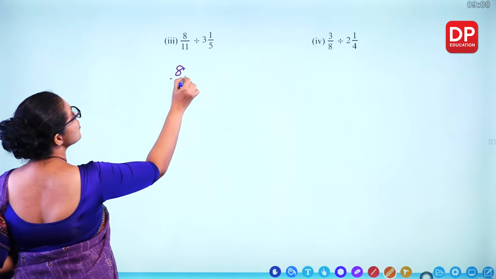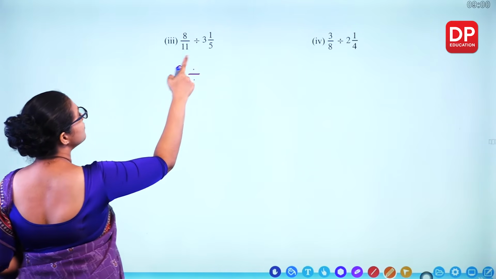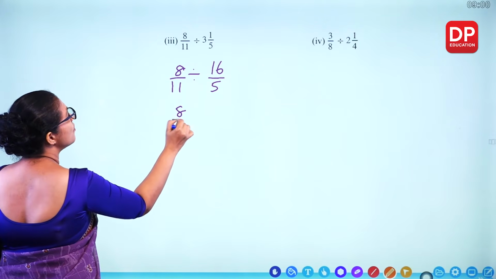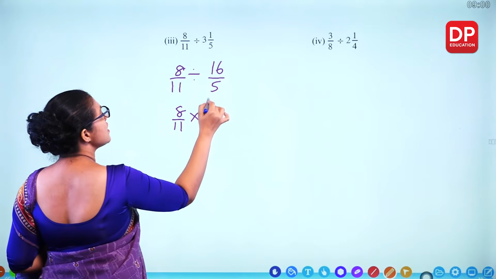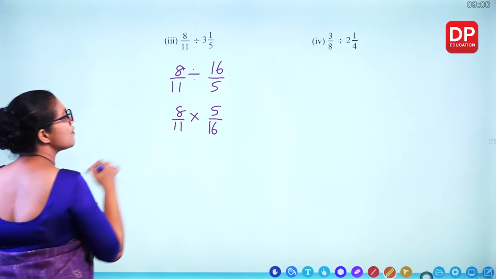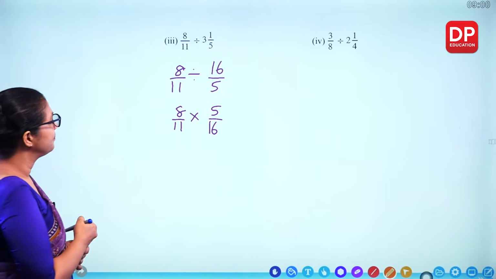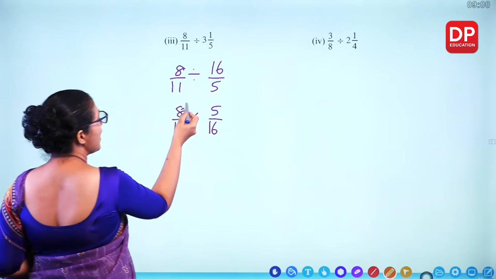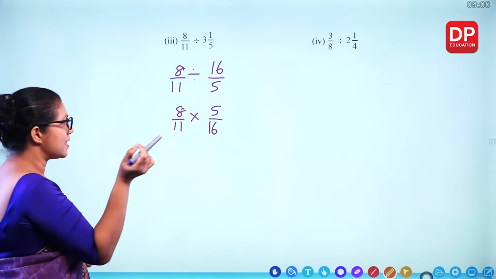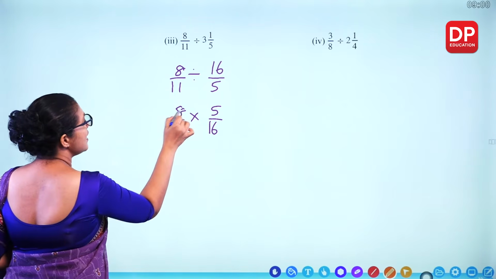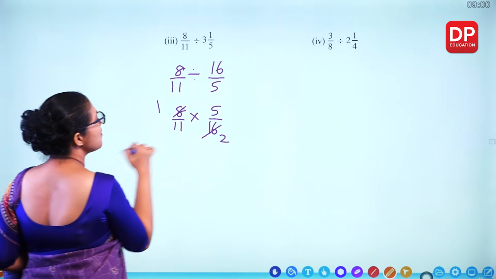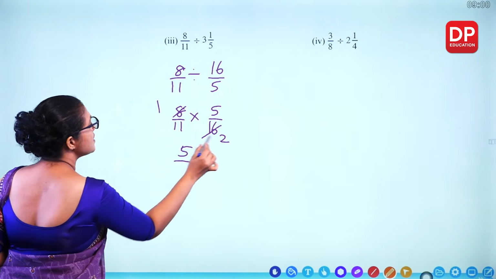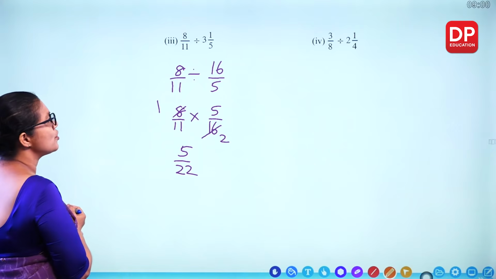Convert to improper fraction first. 15 plus 1, 16. Now multiplication, take the reciprocal, you get 5 over 16. So here, if you can simplify from here, it's okay. Numerator with the denominator. No need to write it again. 8 times 1, 8 times 2. So 1 times 5, 5. 11 times 2, 22.